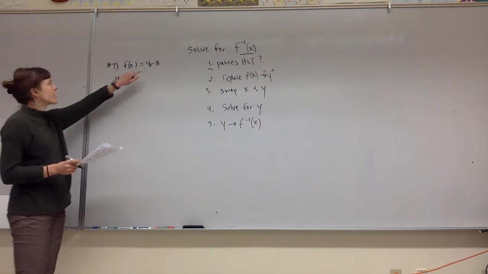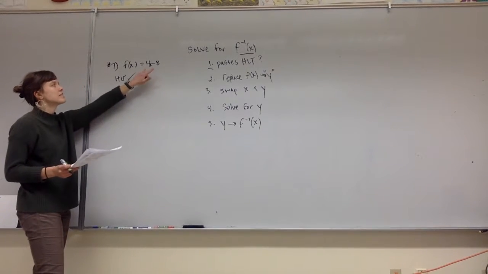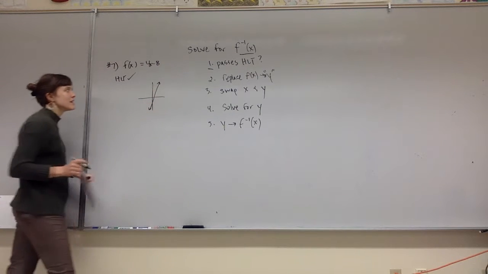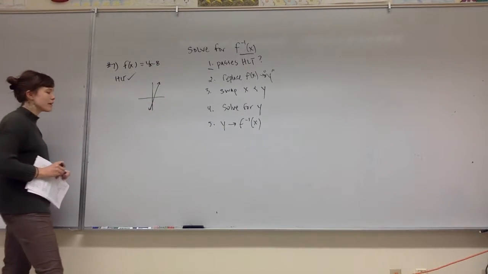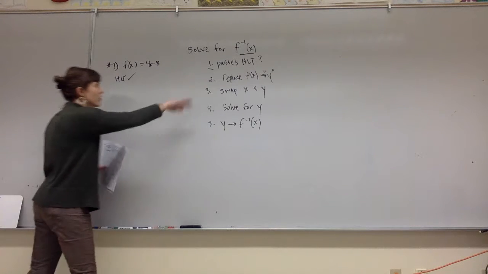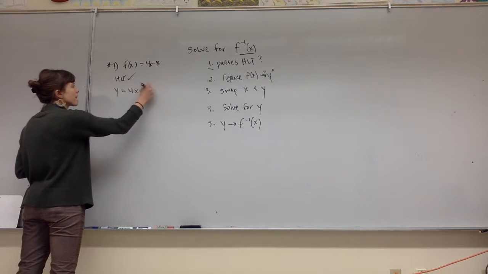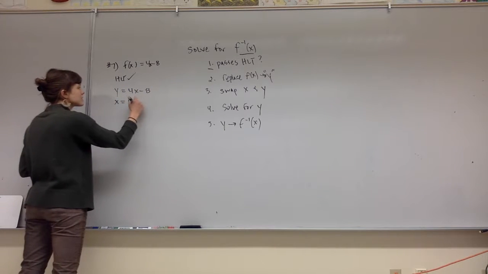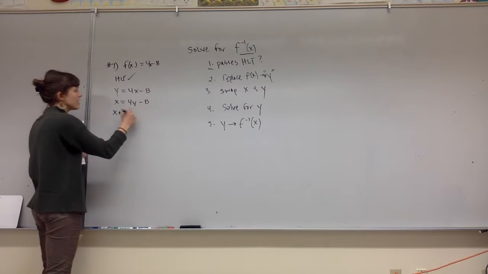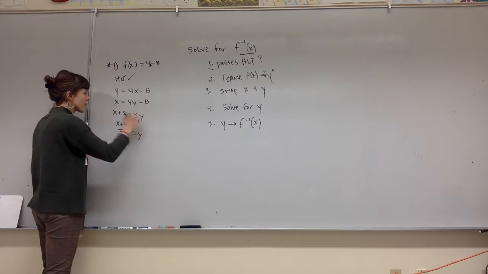So in number 7, I have a linear equation. I know that it passes the horizontal line test because it's just going to look something like this, based on my knowledge of transformations and parent functions. So now I can go through all my steps. Replace f of x with y, swap y and x, and then I solve for y. So it becomes x plus 8 equals 4y, x plus 8 over 4 equals y.